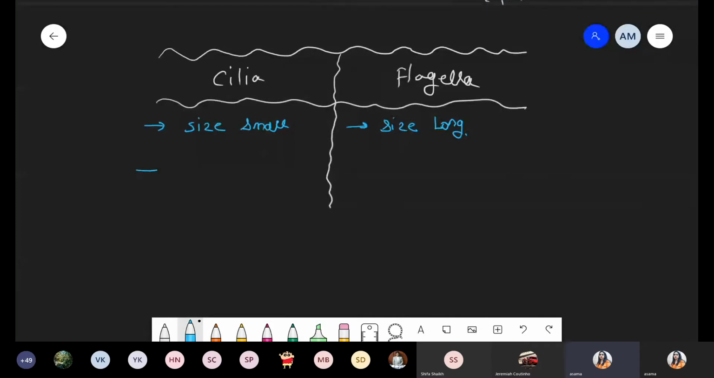Next part, whenever we are talking about cilia, it helps in locomotion. As well as it helps in the feeding process. And as well as it helps in circulation also. So these are the three common functions with respect to cilia, that is locomotion, feeding, and circulation.